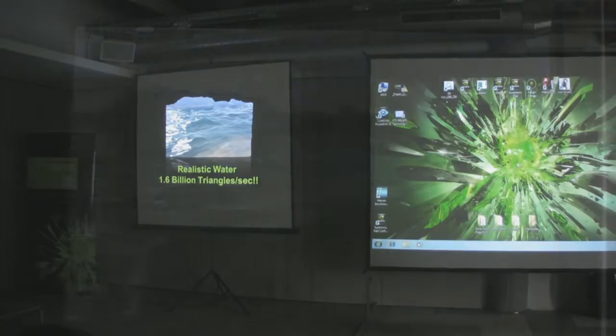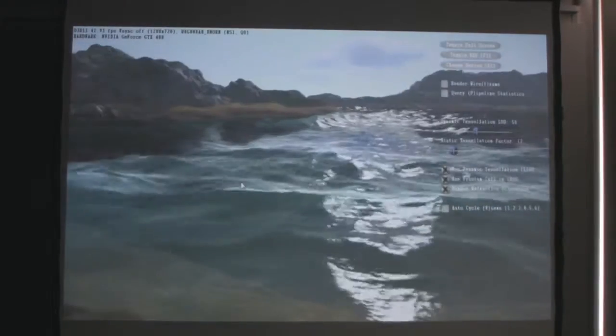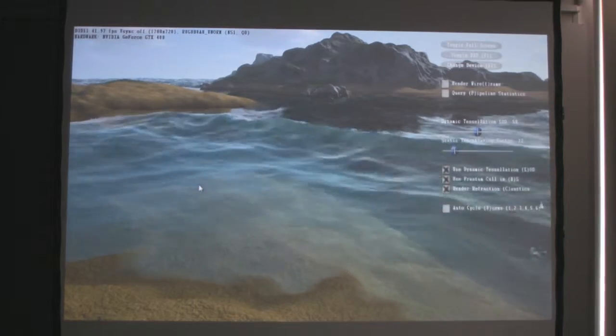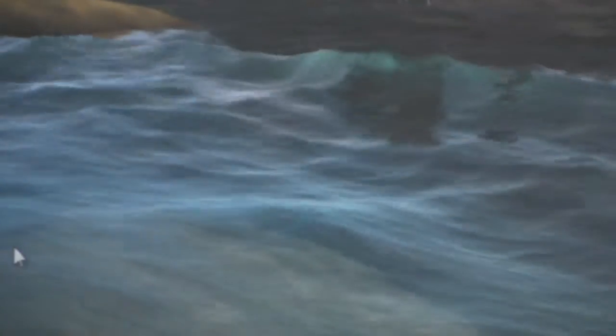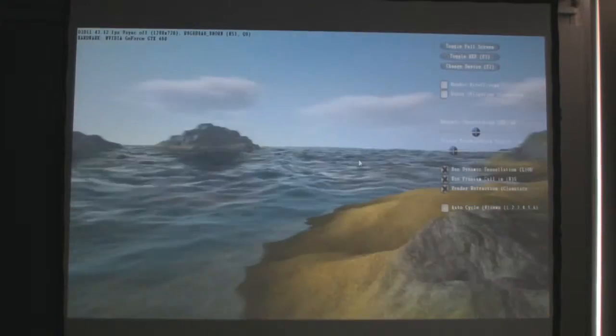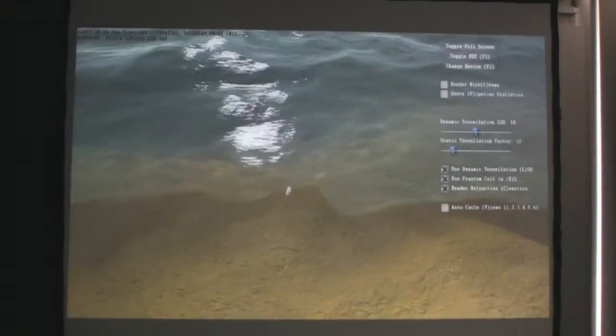So, this is a water which is created by tessellation. As I said, later on I will show you the water which we created by CUDA, by the way. So, not a bad one. This is maybe a little bit better if you look at the waves. They are more dynamic, acting more like normal water.